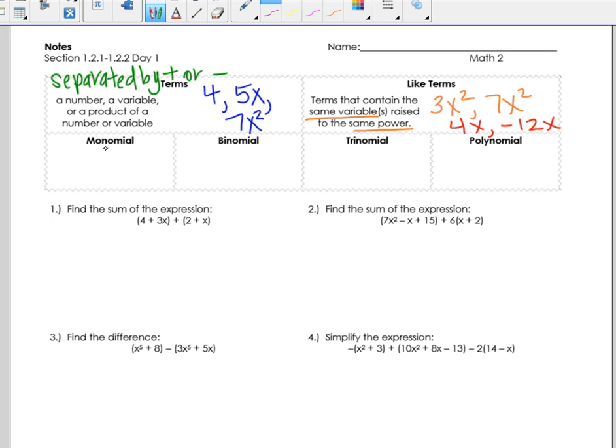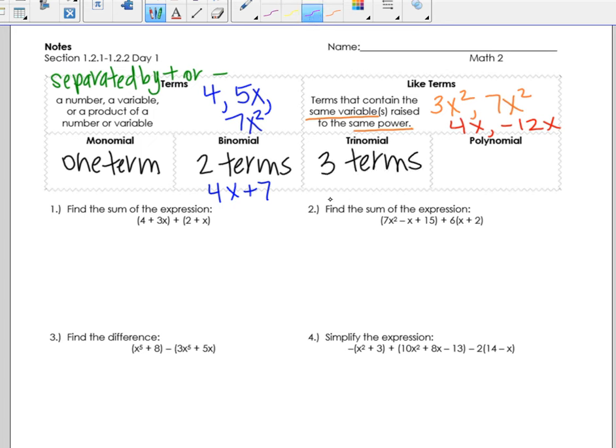So monomial, binomial, trinomial, you guys have heard those before. Monomial means you just have one term in your polynomial. Binomial means you have 2 terms. So something like 4x plus 7, okay? Trinomial obviously means 3 terms. Hopefully you're catching on to that. So something like x squared minus 5x plus 13. So x squared is a term, negative 5x is a term, and 13 is a term.